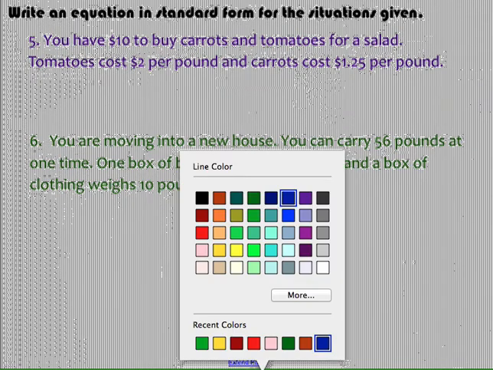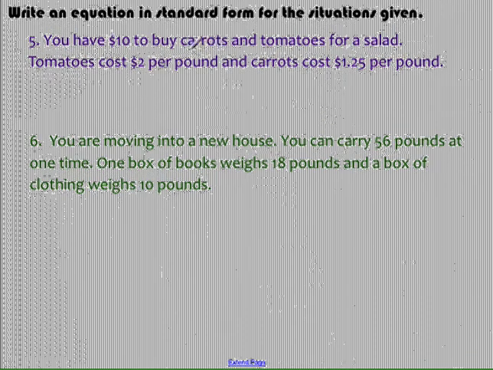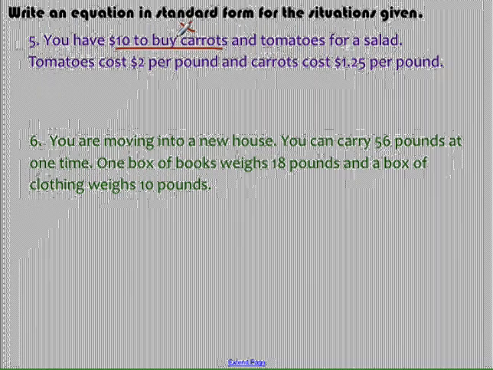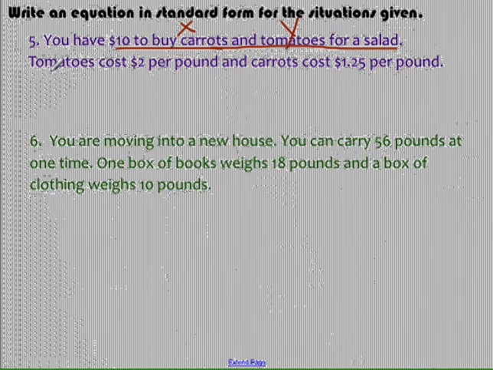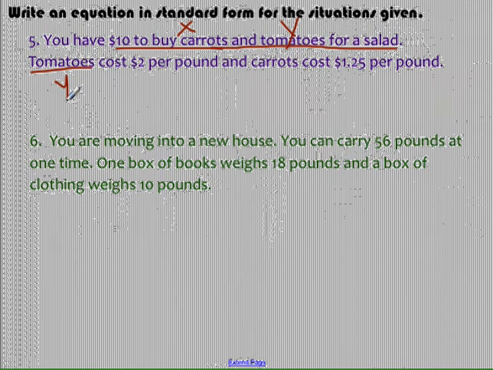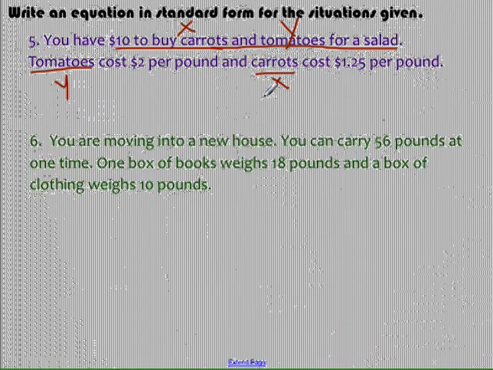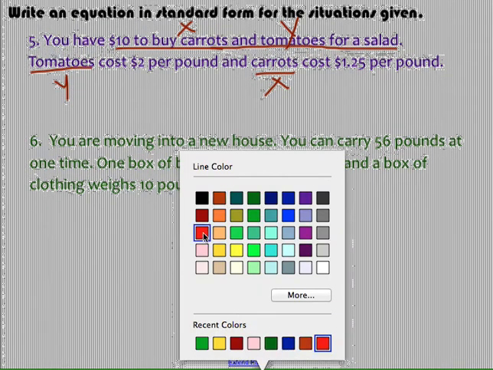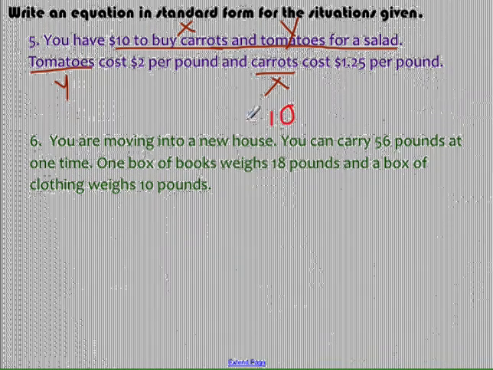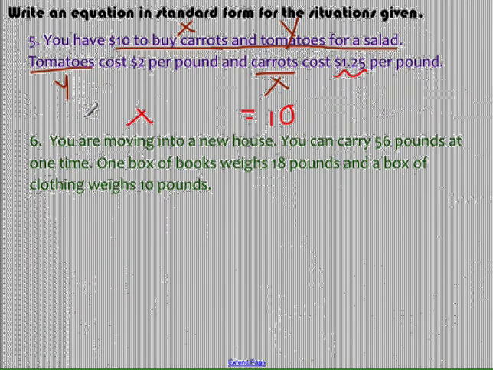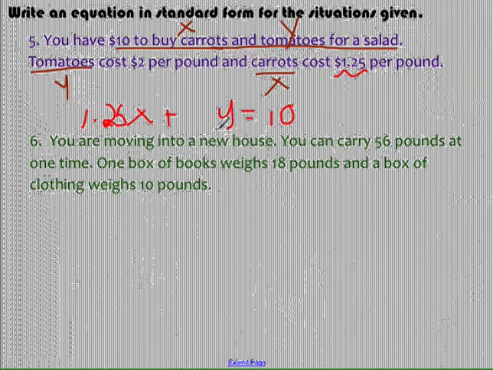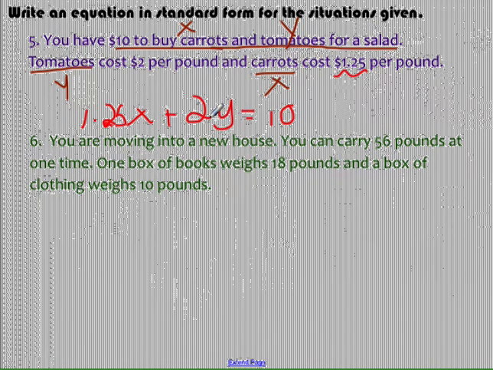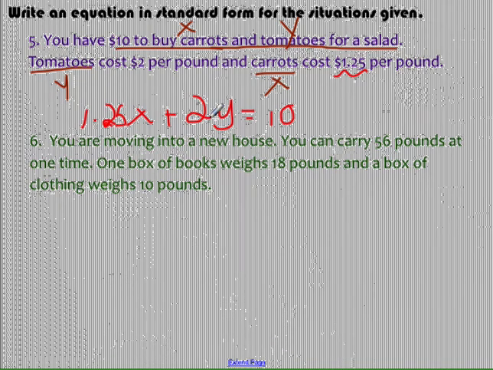So let's take a look at number 5. We have $10 to buy carrots and tomatoes for a salad. So I'm going to call carrots X and tomatoes Y. Tomatoes Y cost $2 per pound, and carrots X cost $1.25 per pound. So ultimately, I want to spend $10. For every X carrot that I buy, it's going to cost me $1.25. For every Y tomato that I buy, it's going to cost me $2. And that's it. That's all the setup you have to do.